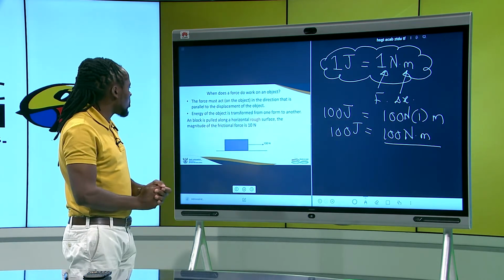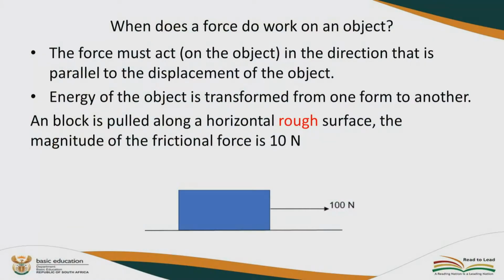A block is pulled along a horizontal rough surface. I'm going to highlight rough. The word rough suggests that there is a frictional force. So it implies that there's a kinetic frictional force, provided the object moves. These are some of the key words that we need to highlight as far as problem solving is concerned. So there's a constant frictional force acting on the object of magnitude 100 newtons.